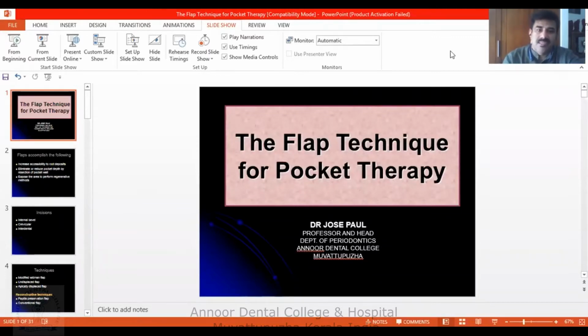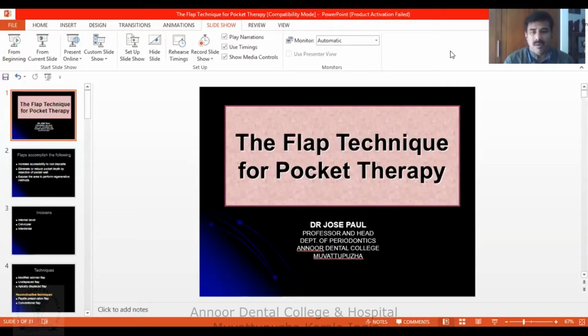Today's lecture is going to be on flap technique for pocket therapy. Now, many of you would have heard about flap surgery. Whenever there is periodontitis and an associated periodontal pocket, a lot of pathological changes take place, which result in loss of hard as well as soft tissue.